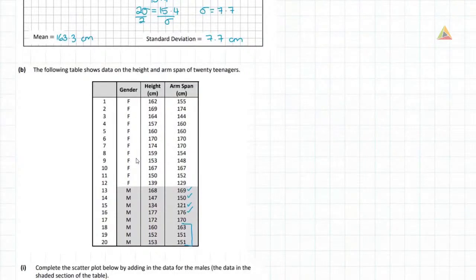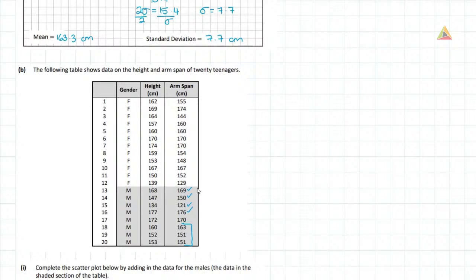So part B here says the following table shows data on the height and arm span of 20 teenagers. So we can see that there's 12 females and this is their height in centimeters and this is their arm span in centimeters. So we've taken 2 pieces of data for each of these people. So this is going to be bivariate data. And then this is the data for the males. So we can see that these males here, we have their height in centimeters and their arm span in centimeters. So again, it's bivariate data.